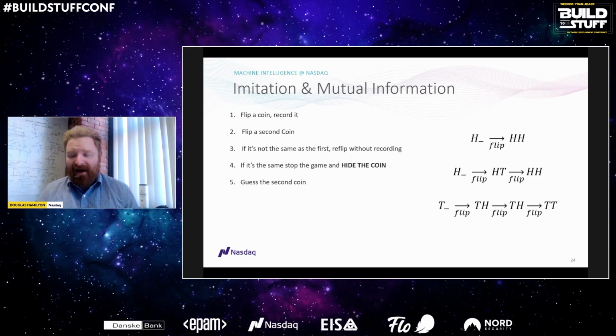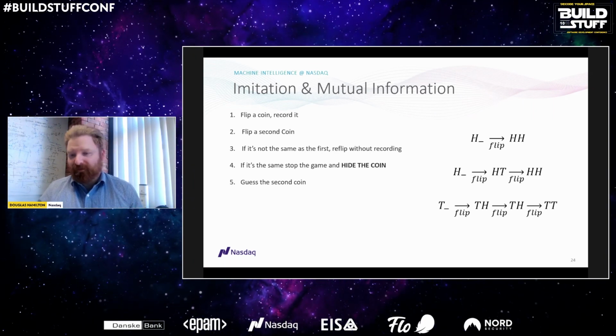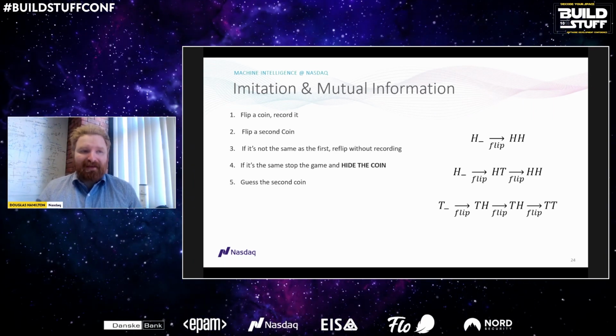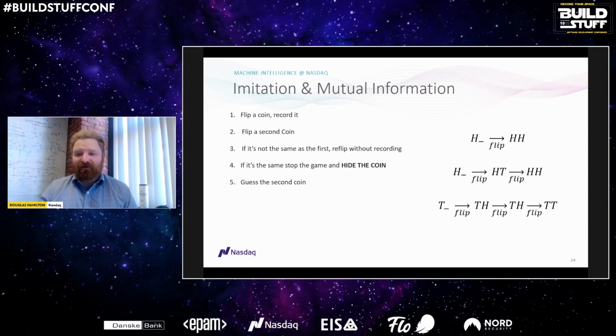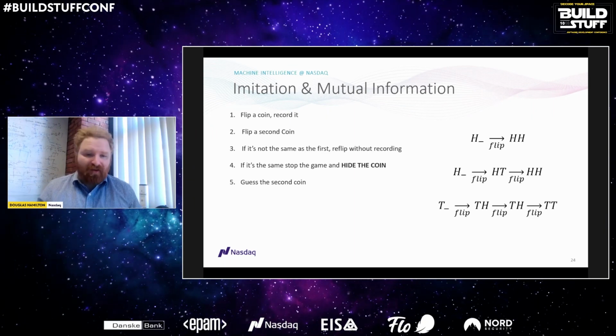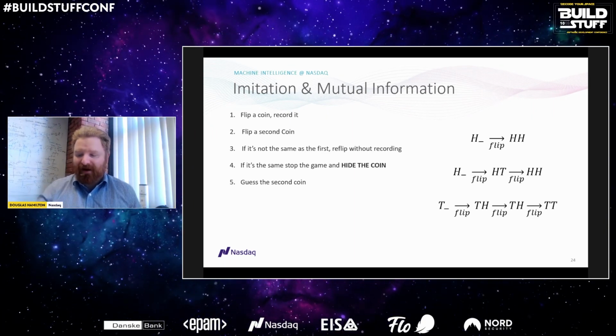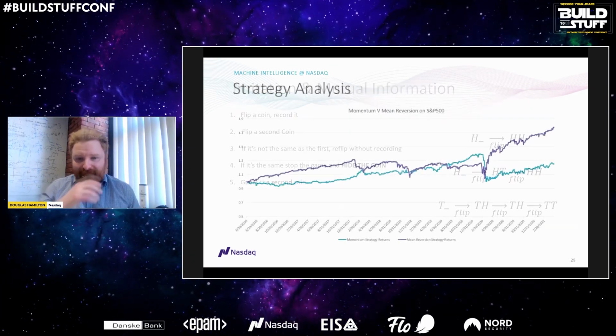Well, it turns out if we pass any potential piece of information through our mutual information equation, the piece of information that reduces all of the uncertainty in this is knowing the first coin. So that's all well and good. How do we actually use this within financial services at NASDAQ?